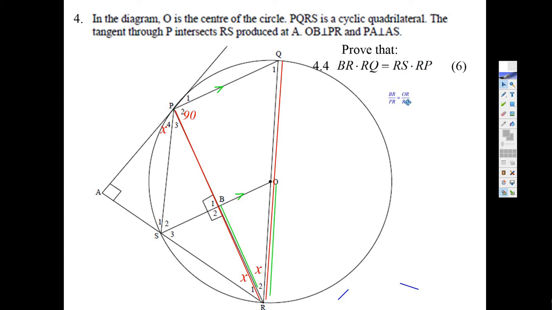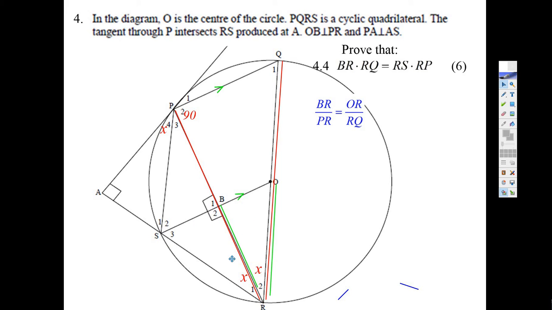Now that I've established that they're parallel, I can use the proportionality theorem. I can say that BR over PR equals OR over RQ. And you know what? If I cross multiply, there's the BR times RQ. I've got the PR or RP here. I just have to prove now that OR is the same as RS, and I'll be done.